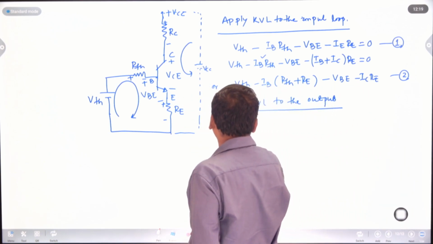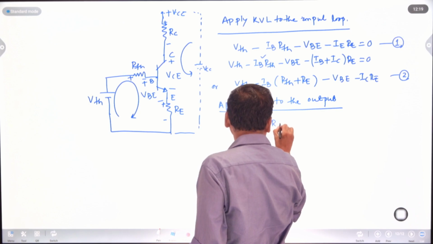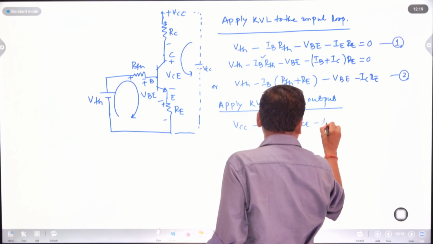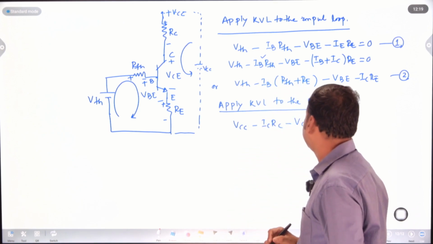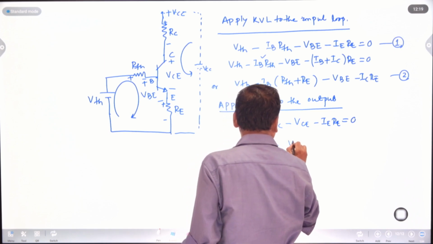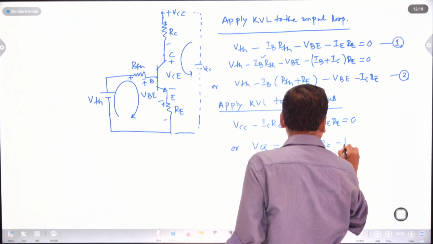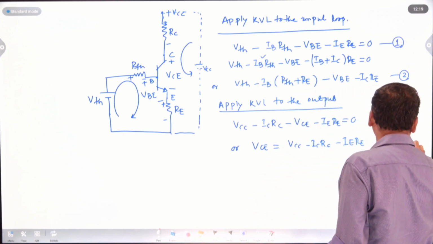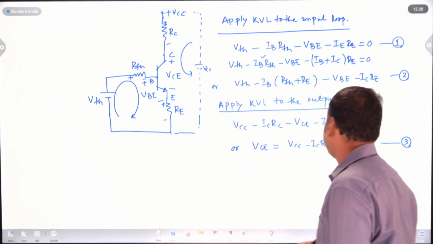So my equation is VCC minus IC RC minus VCE minus IE RE equal to 0. This is my output equation. Or VCE equals VCC minus IC RC minus IE RE. Using equations 1 and 2, you can calculate the DC current and DC voltage.